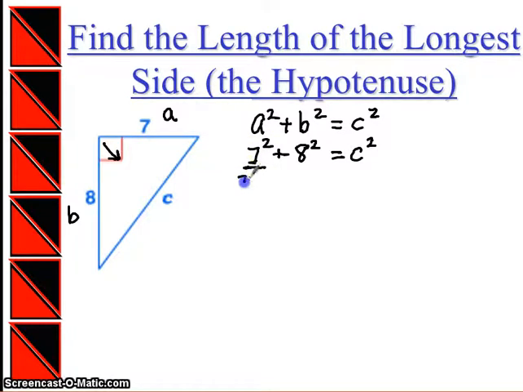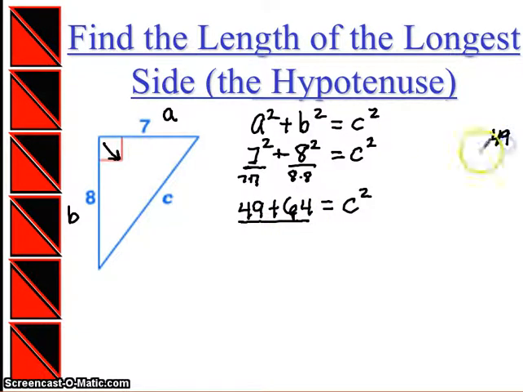7 squared is the same as 7 times 7, which is 49, plus 8 squared is 8 times 8, which is 64, and we're going to have to let it say C squared since we don't know that value. That's what we're looking for. Our next step is going to be to add these two amounts together. 49 plus 64. 9 plus 4 is 13. 1, 4, and 6 make 11. So we get 113 is equal to C squared.